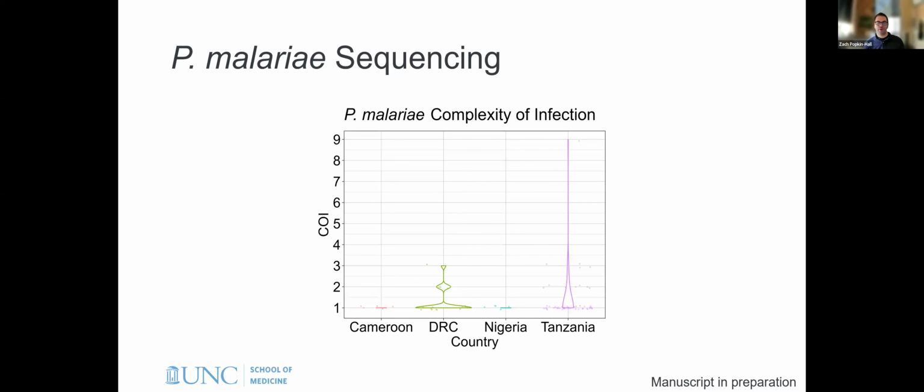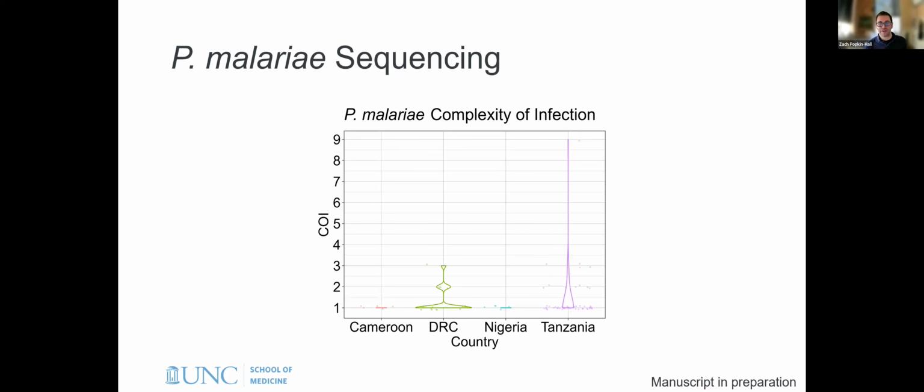In addition, we also wanted to look at complexity of infection to see how many parasites are circulating in any individual isolate. So we did this using the real McCoil, and I'm showing results classified by country. Most of our isolates of PM are monoclonal, but we do see some that have 2 or 3 clones circulating in a given isolate.